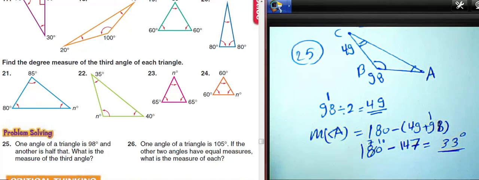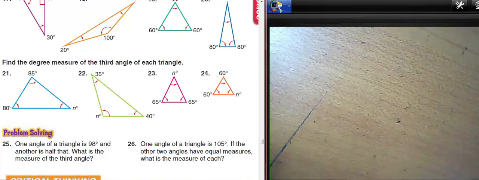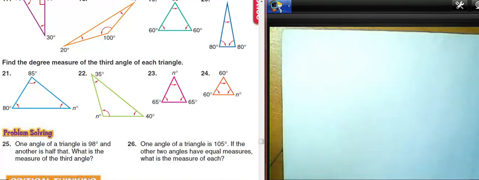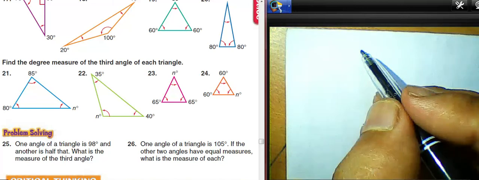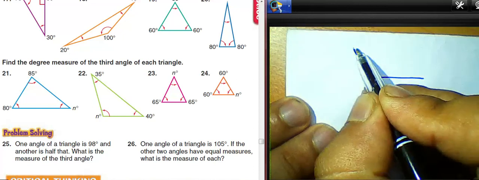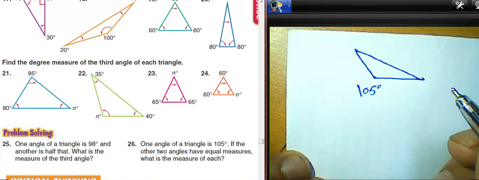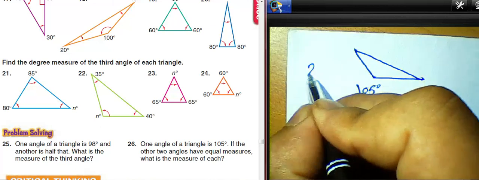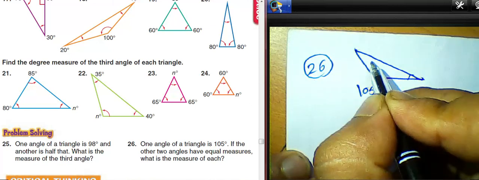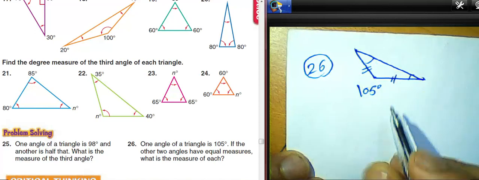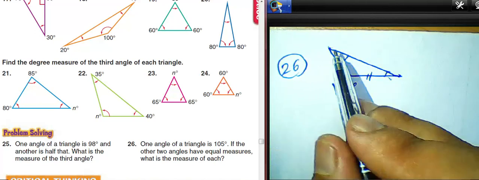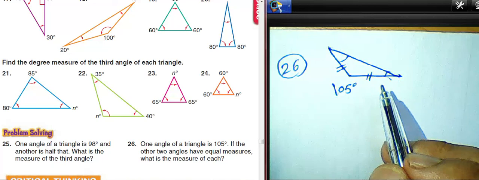That was question 25. And what about question 26? Question 26: one angle of a triangle is 105. If the other two angles have equal measure, what is the measure of each? In this example we have an obtuse triangle, because the angle here is 105, more than 90 degrees and less than 180. It is an isosceles triangle, because two angles are congruent in measure.